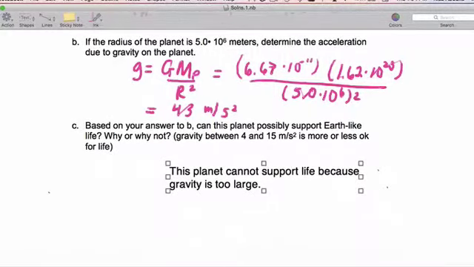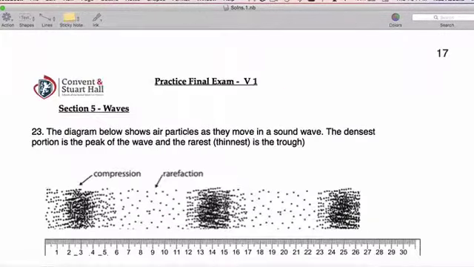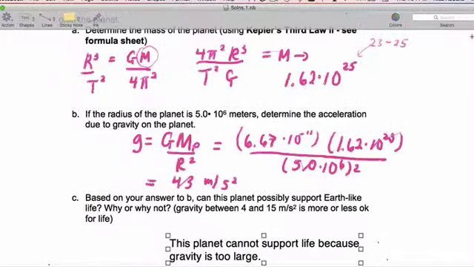So that is the second Kepler's law problem. We're going to move on to waves and then electricity.